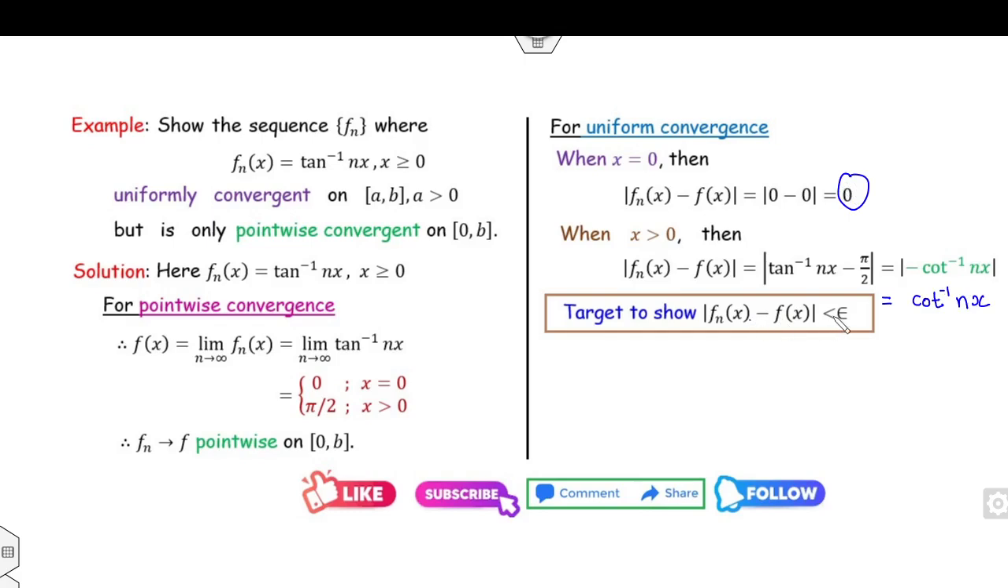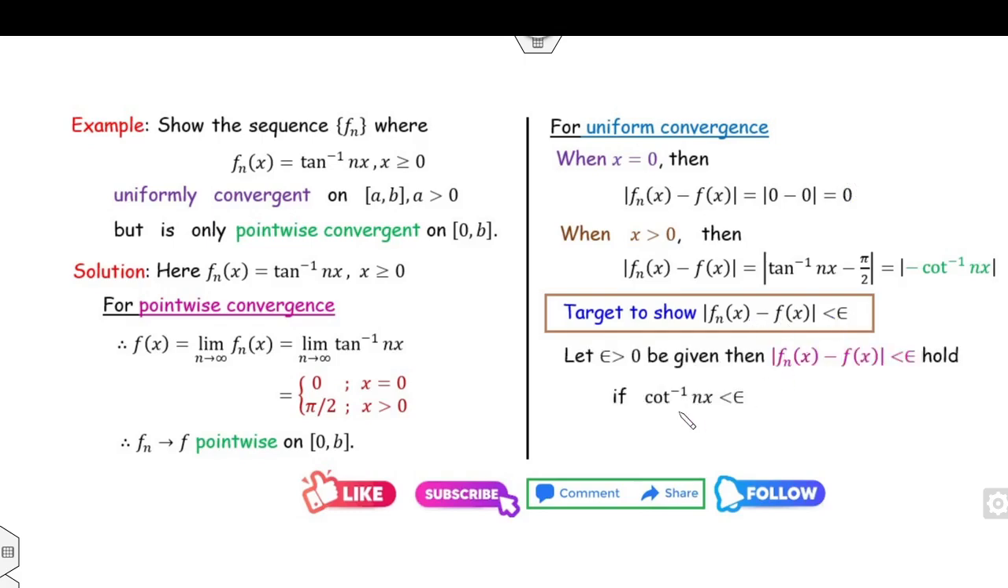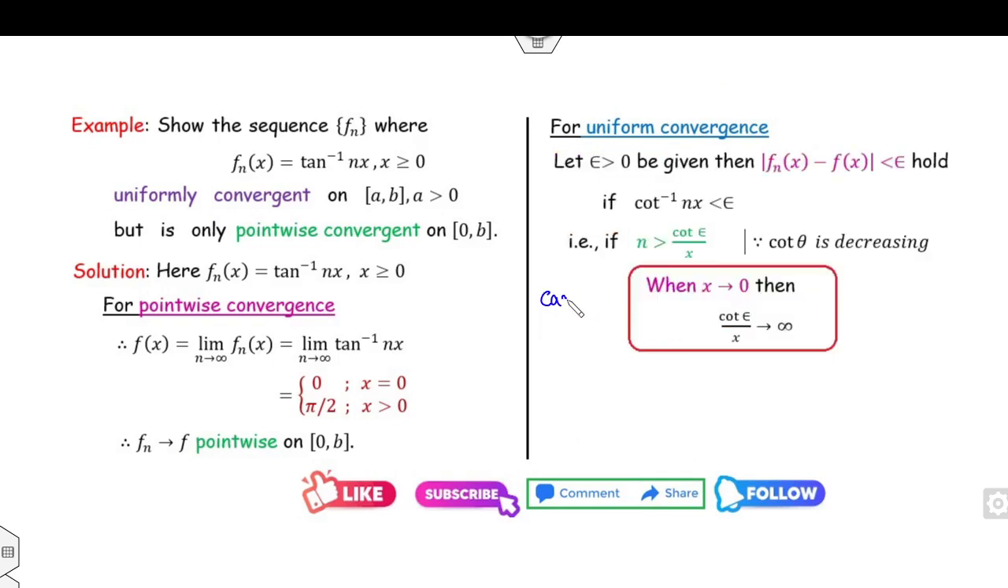Now clearly 0 is less than epsilon, satisfied. So we can take it as the second case. Can you find the value of n? Cot inverse is a decreasing function. So I can take cot on both sides, and this inequality will be reversed. Now again you have two cases. Case 1, can you find the value of x so that this becomes infinity? Yes, when x approaches 0. So in case 1, when x approaches 0, this limit will be infinity.